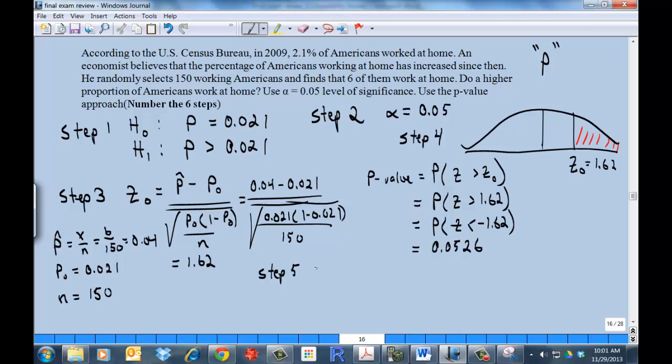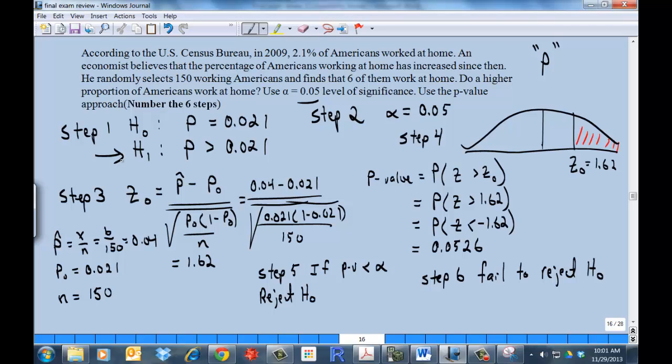Now step 5 is to compare the p-value with alpha, and we say something like, if the p-value is less than alpha, then we reject the null hypothesis. And so the p-value is 0.0526. Alpha is 0.05, so the p-value is not less than alpha. Therefore, we fail to reject. And so that's what we'll say here in step 6. We fail to reject the null hypothesis. So here we're saying that there's not sufficient evidence to support H1. So essentially, we can say that there's not enough evidence to support the fact that the percentage of Americans that work from home is different today than it was in 2009.